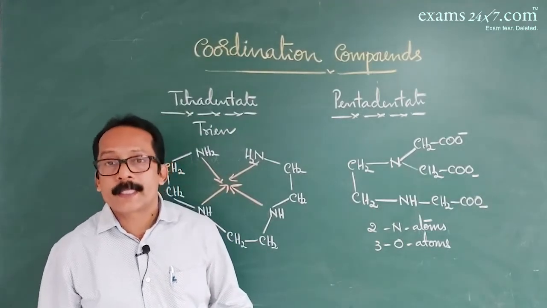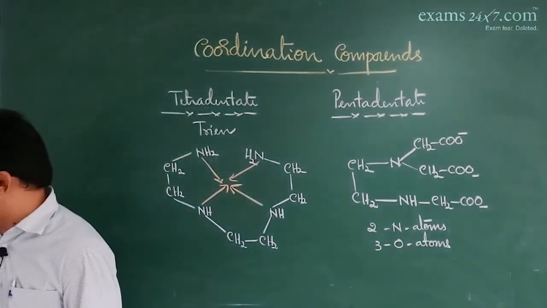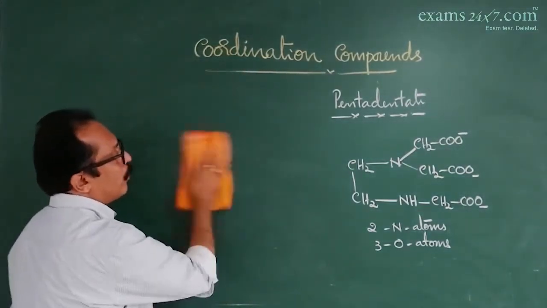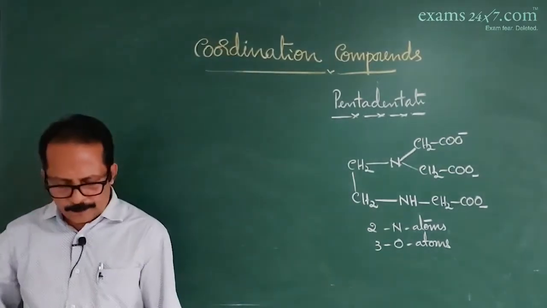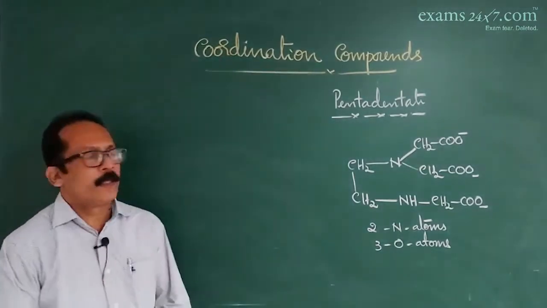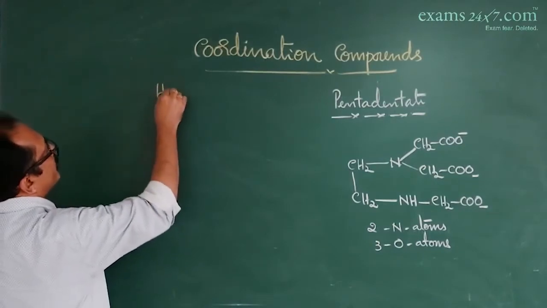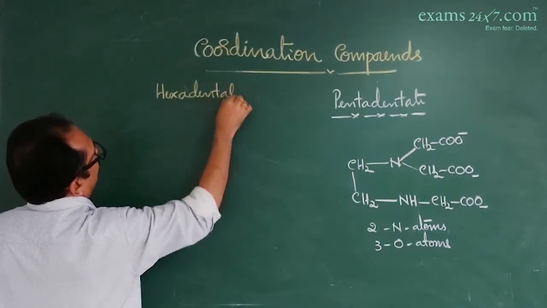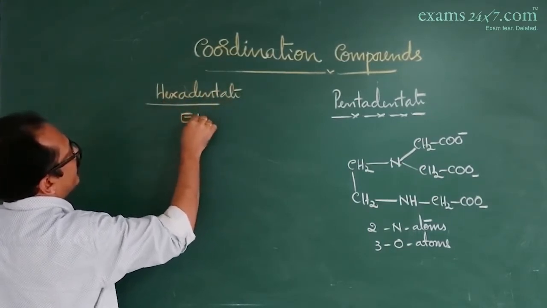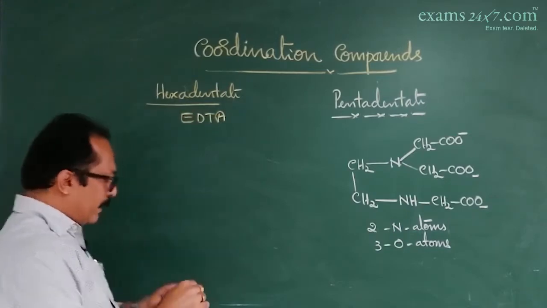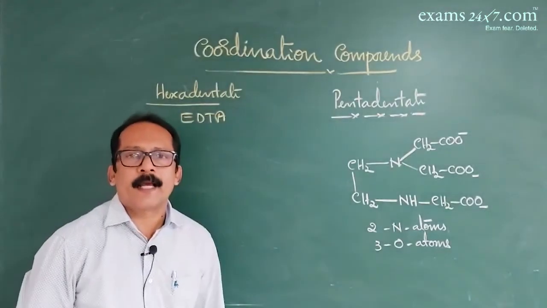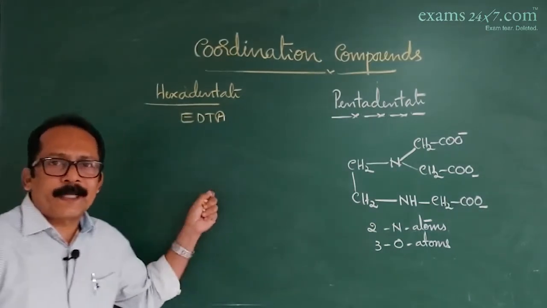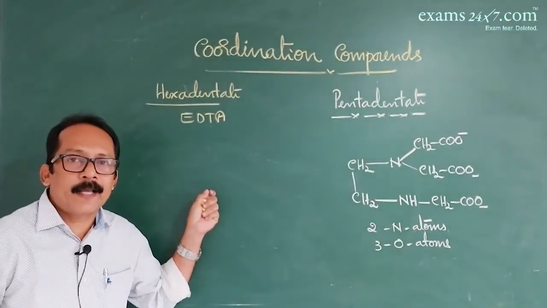Similarly, one more, hexadentate ligand. There are 6 donor atoms. Per ligand, it forms 6 coordinate bonds. An example for hexadentate ligand is EDTA, ethylene diamine tetraacetate. Now, this is ethylene diamine triacetate. This compound is ethylene diamine tetraacetate.